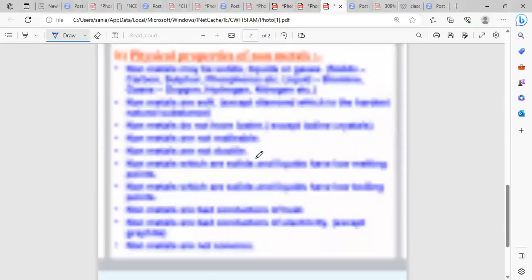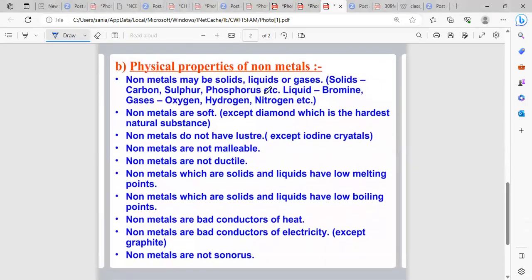Now after this, we will write a few points about non-metals as well. First, non-metals may be solid, liquid or gaseous. Solids are carbon, sulfur, phosphorus, etc. Liquid is bromine, and gases are oxygen, hydrogen, and nitrogen. Non-metals are soft except diamond, which is the hardest natural substance. Non-metals do not have luster except iodine crystals. Non-metals are not malleable and not ductile. Non-metals which are solid and liquid have low melting and boiling points. Non-metals are bad conductors of heat and of electricity. Non-metals are not sonorous. Clear? Yes, ma'am.